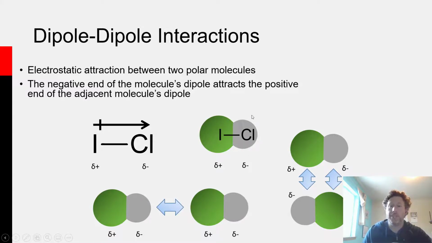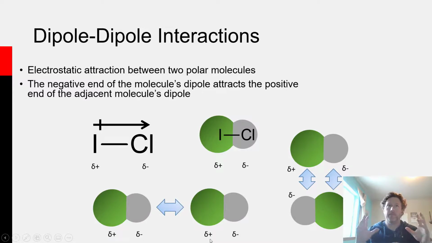So if we modeled it as a cartoon, green ball is our iodine, gray ball is our chlorine. Here's our region of partial positive charge, it's where the iodine is. Here's our region of partial negative charge. The chlorine has gotten more of the electron density because it's more electronegative. If these iodine chloride molecules line up so that one of the chlorines is facing one of the iodines, you get an attraction between the two because you have partial negative, partial positive.